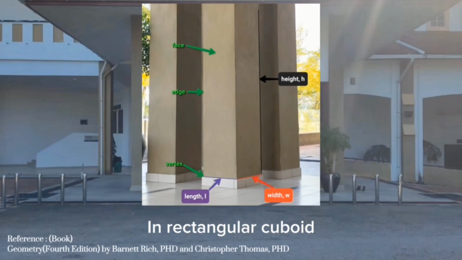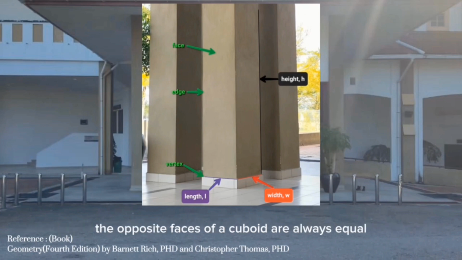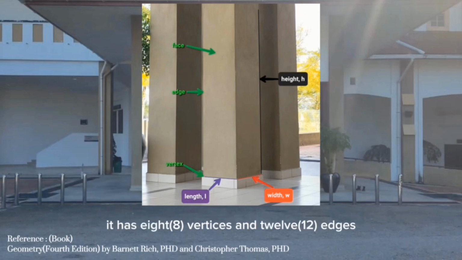In a rectangular cuboid, face. Each face of a cuboid is a rectangle and all of its corners are 90 degrees. The opposite faces of a cuboid are always equal. Vertex and edge. It has 8 vertices and 12 edges.